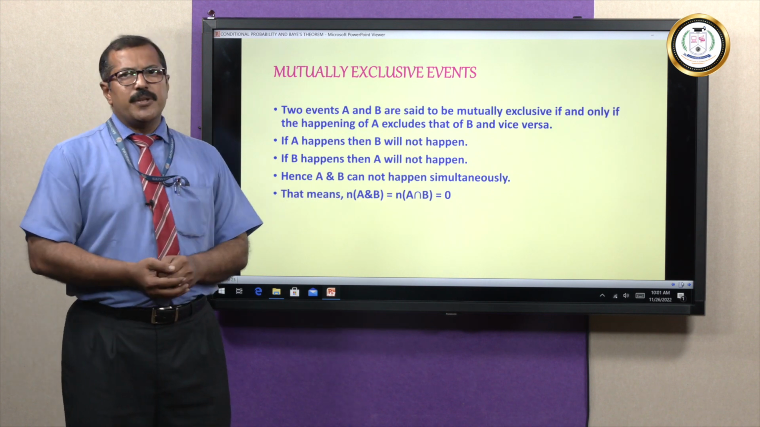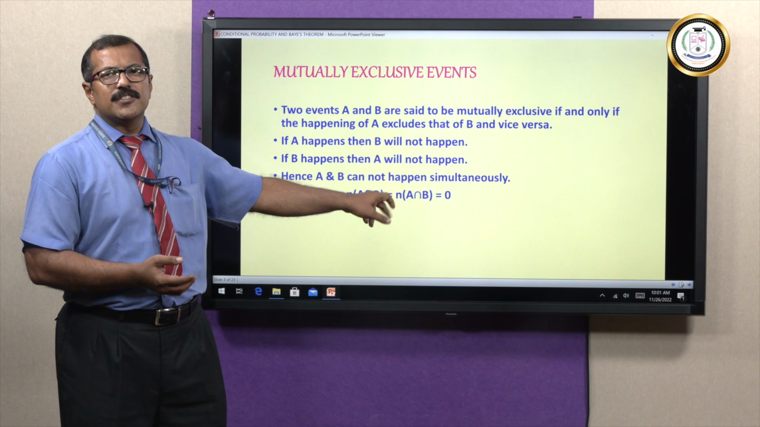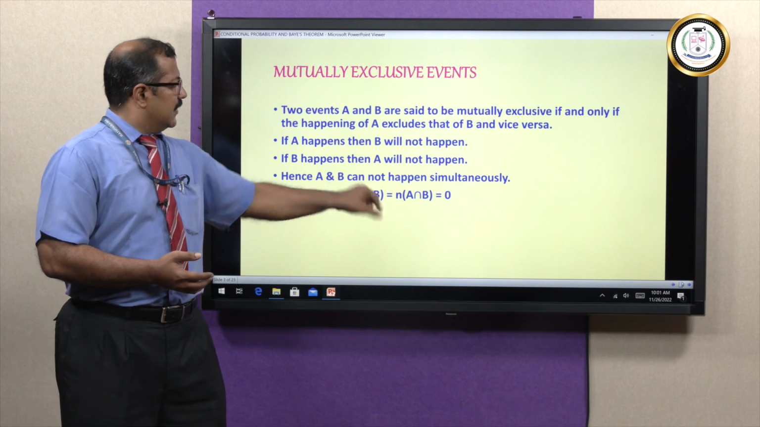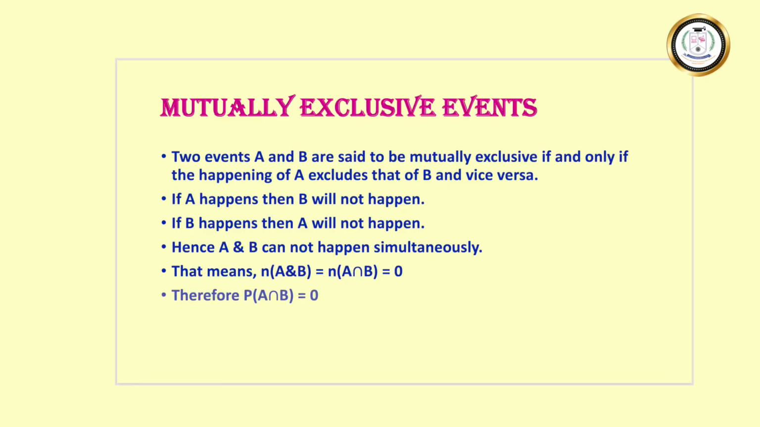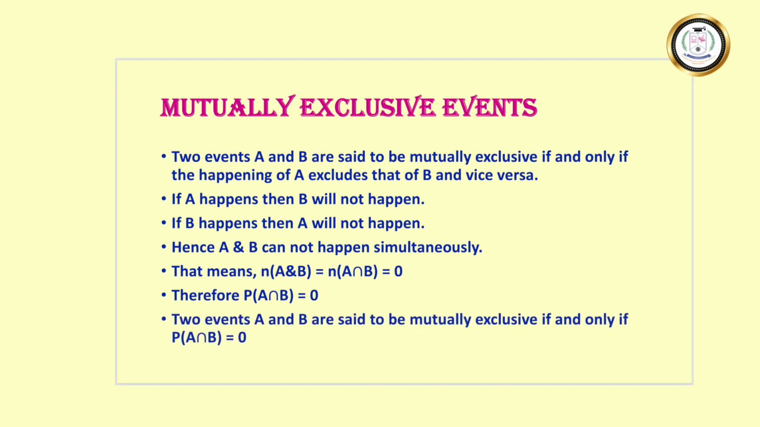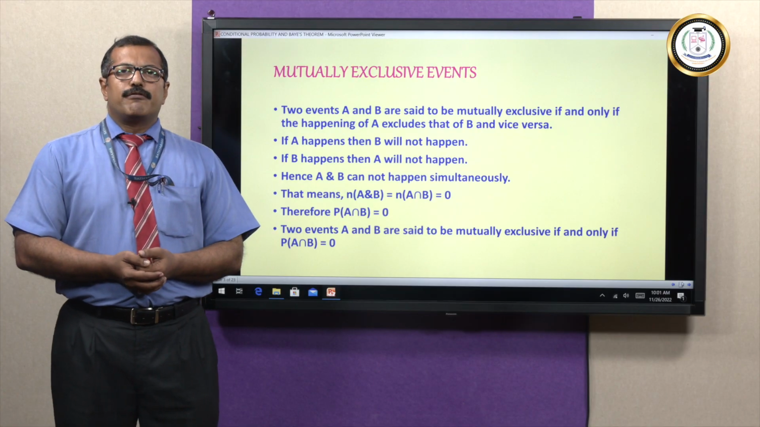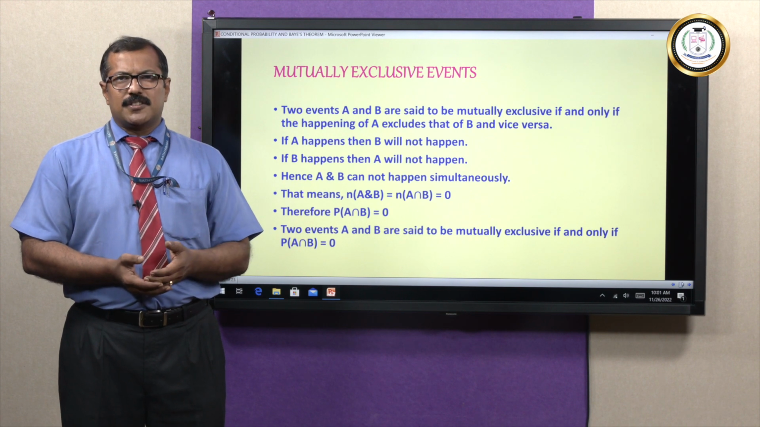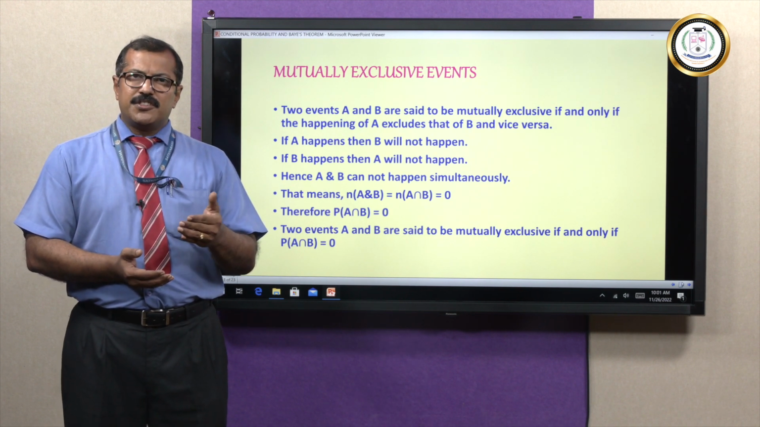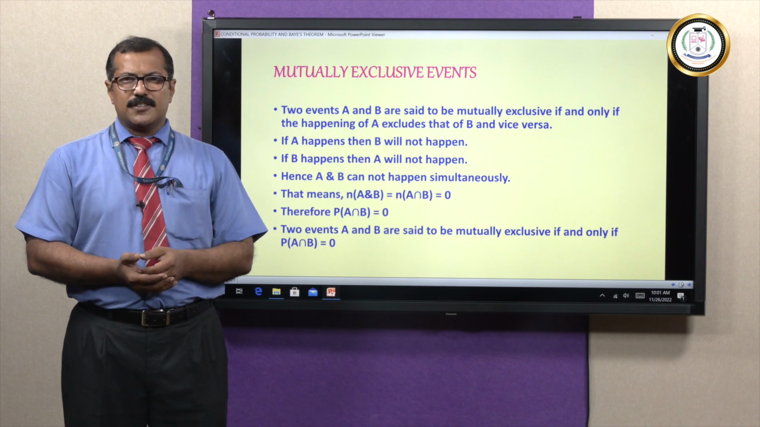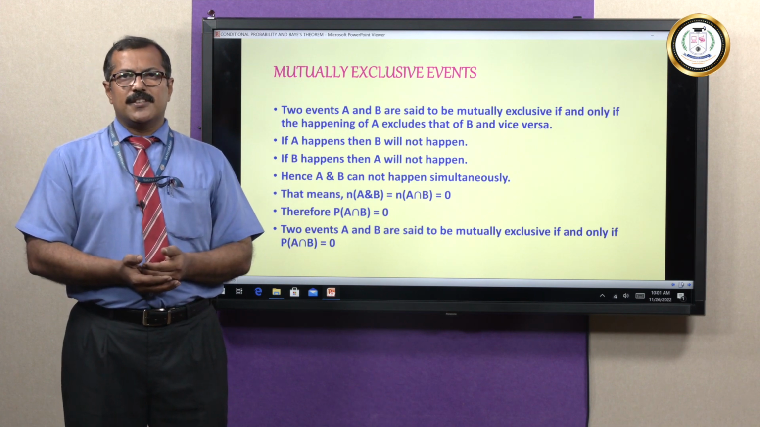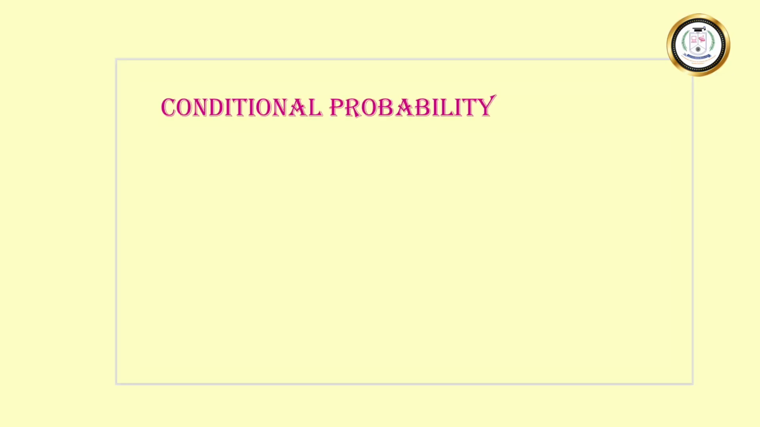If N of A intersection B is 0, we know that probability of an event is the number of favorable occurrences divided by the total possible number of occurrences. Since the numerator is 0, its probability will be 0. So to conclude, we can say two events are said to be mutually exclusive if and only if probability of A intersection B is equal to 0. It means if probability of A intersection B is 0, we can say they are mutually exclusive events. If they are mutually exclusive events, then the probability of their simultaneous occurrence is equal to 0. Next, we will discuss what is conditional probability.